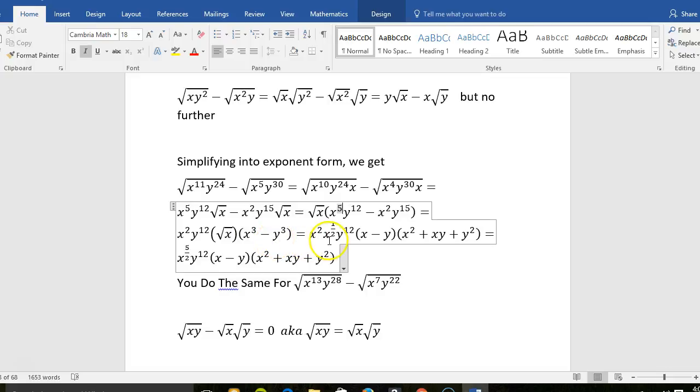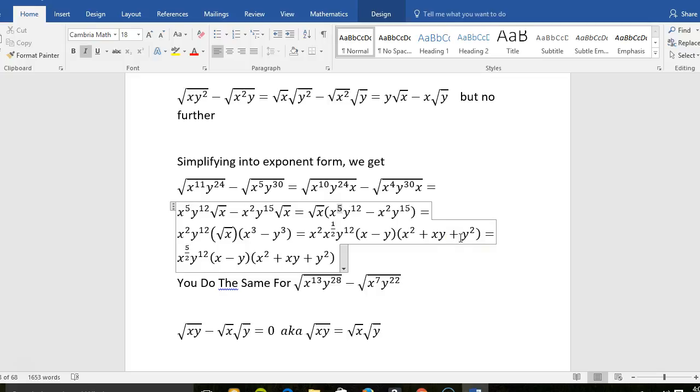And then remember from previous videos, by difference of cubes, you can factor x cubed minus y cubed as x minus y times x squared plus xy plus y squared. And then just refer back to previous videos if you are a little rusty there.